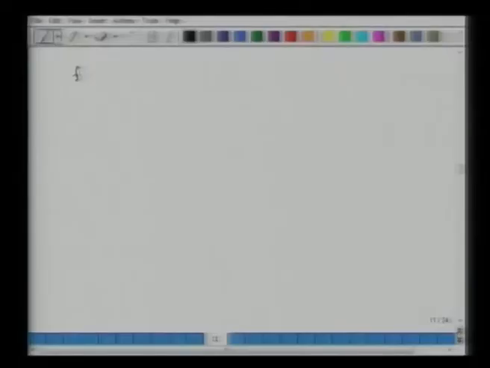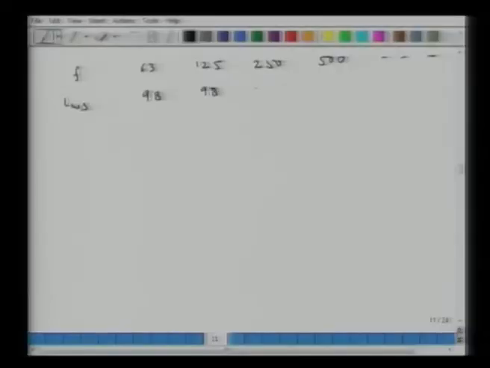So for different frequencies you have 63 125 250 500, and I will not write all other numbers. My LWS for this fan is what? Can you give me the numbers at 65 hertz or 63 hertz? 98 98 98 88 88 81 81, and so on and so forth, right? Then my LWS plus 16. Oh, where did 16 come from?